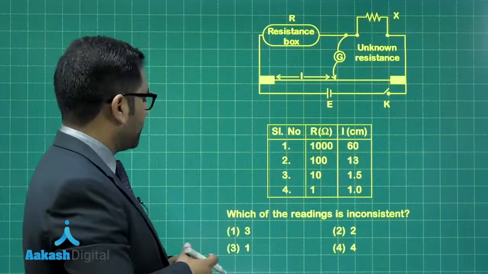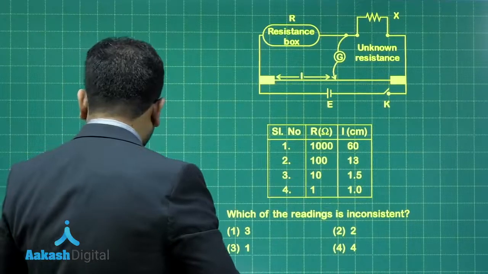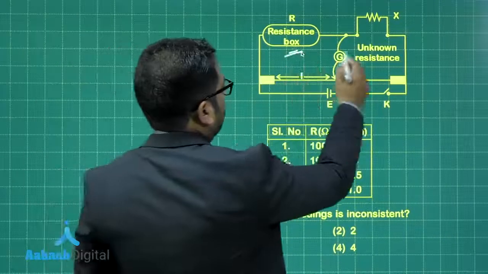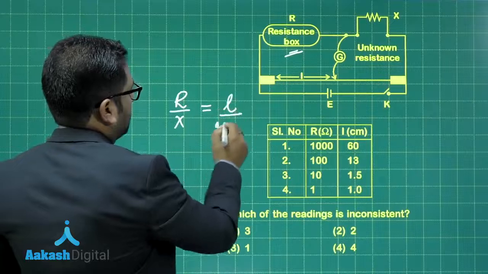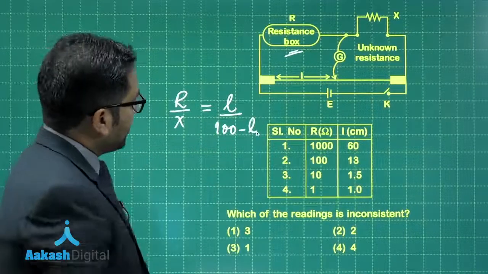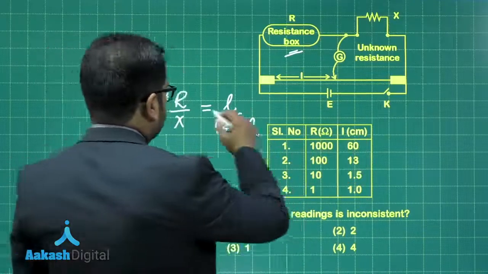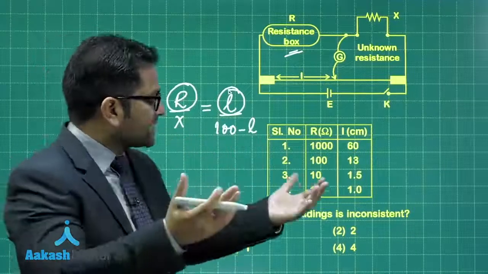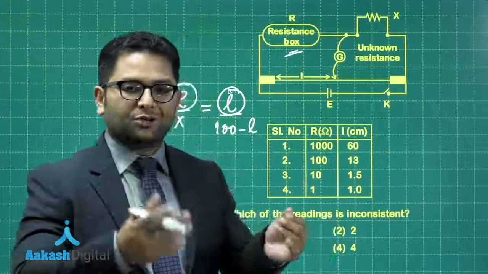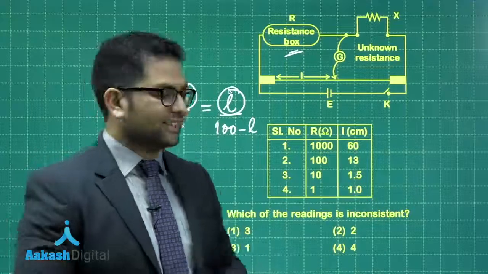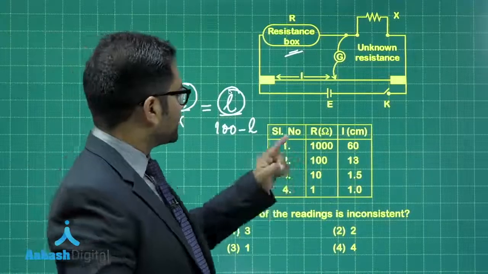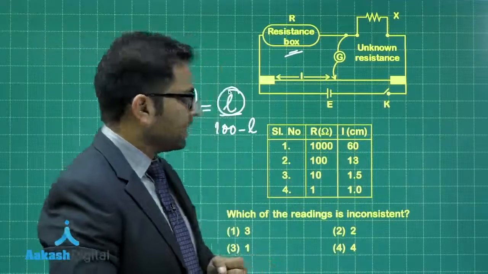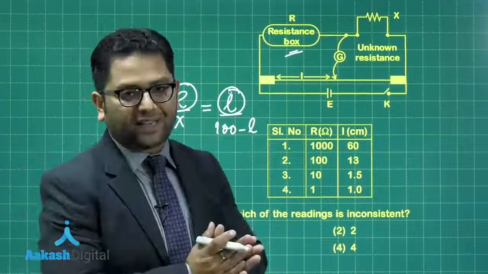We know the meter bridge works on the principle of the balanced Wheatstone bridge. So R divided by X, the resistance box R by the unknown resistance, would be L upon 100 minus L. In all the trials, R has been given and L has been given. Inconsistency could be in any given form, so all we need to do is find out what sort of inconsistency it is. So step by step you go, 1, 2, 3, 4. For case number 1, for this R, plug the value of L. For case number 2, for this R, plug the value of L. So in all the 4 cases, you will get the value of X.